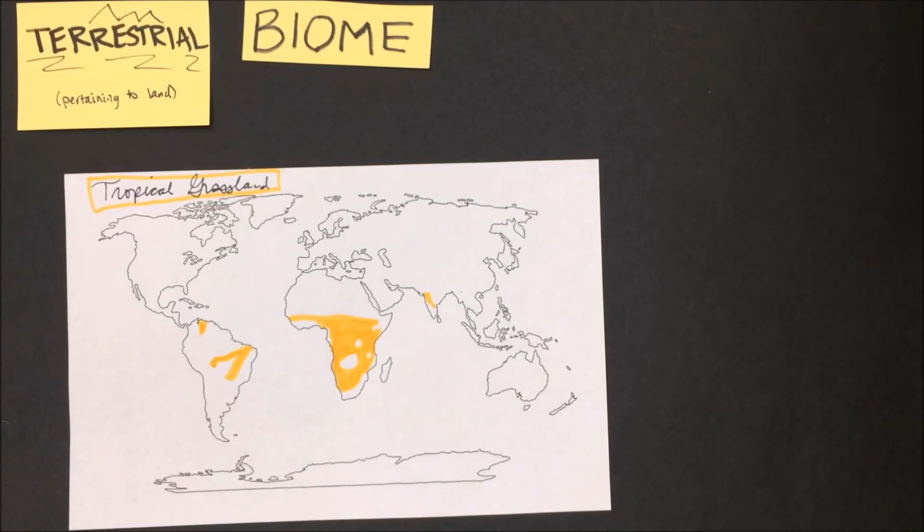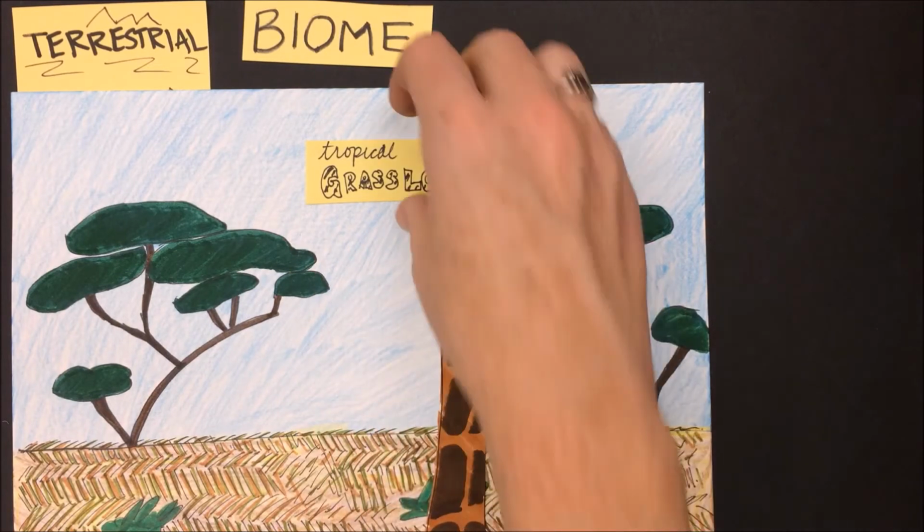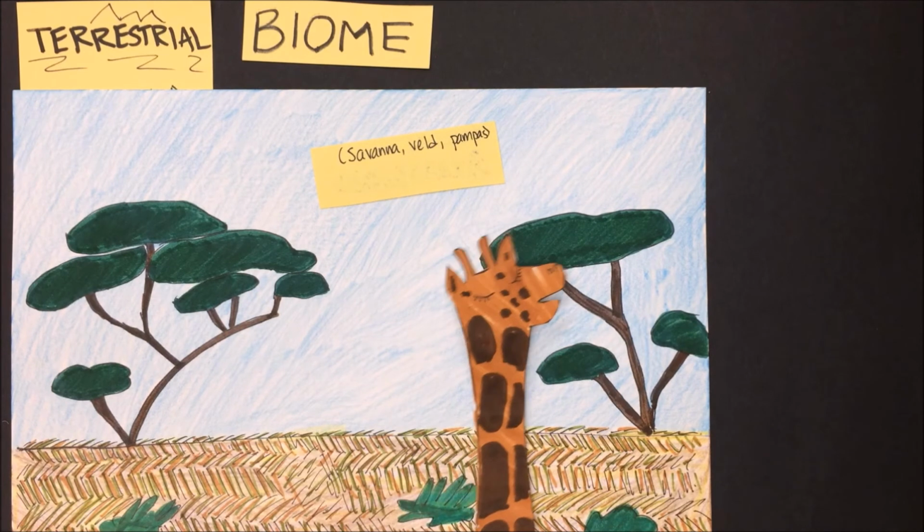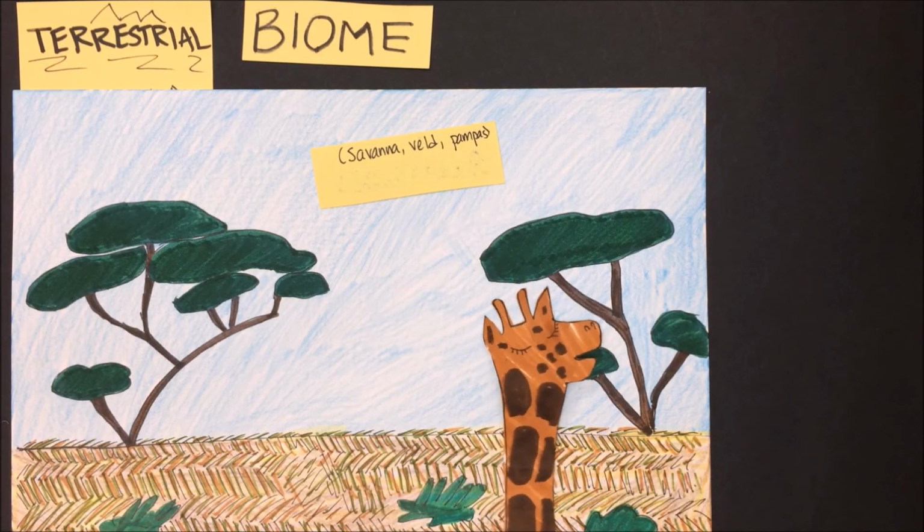The tropical grassland is similar to the temperate grassland in that both are home to a great number of herbivores and lots of different grasses. But the tropical grassland is warmer because it's closer to the equator. It also tends to have a wet season and a dry season. The dry season is warmer and the wet season is colder. The tropical grassland is also called a savanna, a veld, or the pampas, and it's home to the greatest variety of grazing animals on the planet.